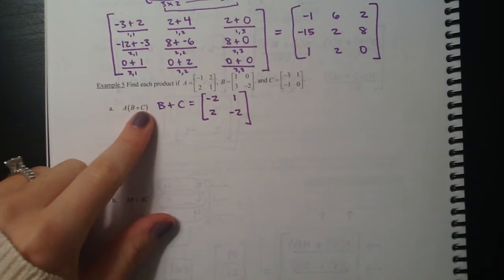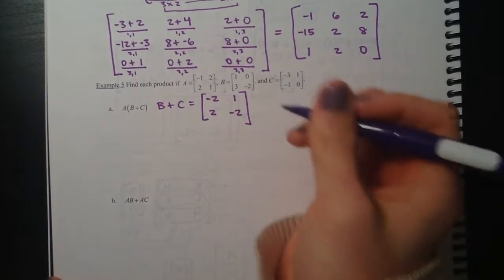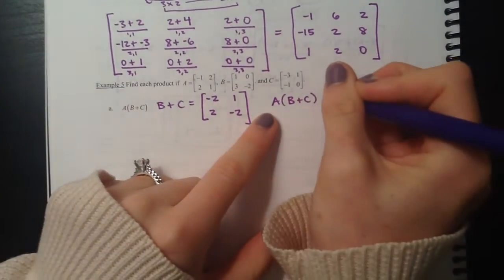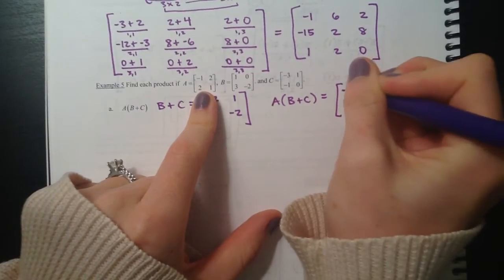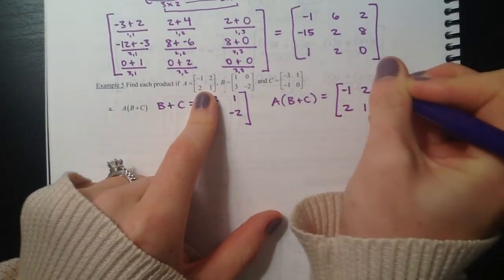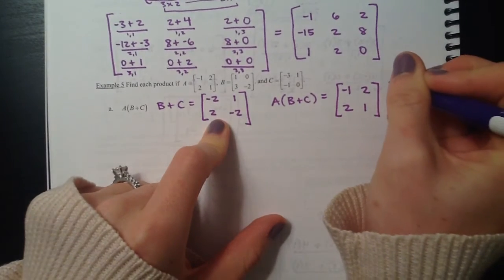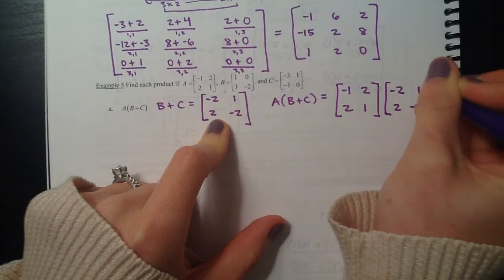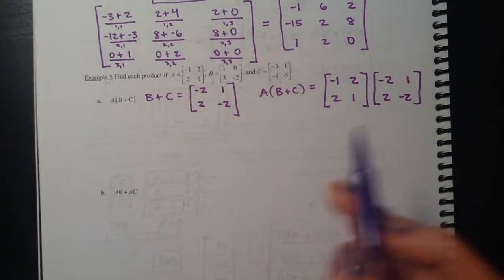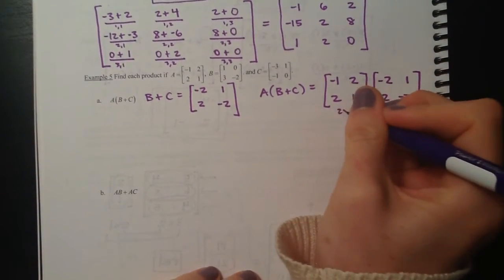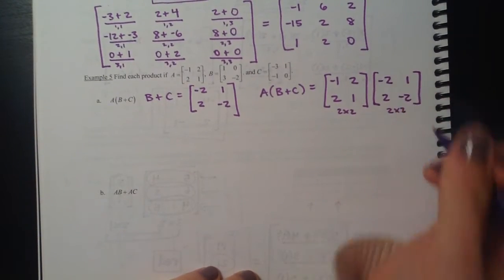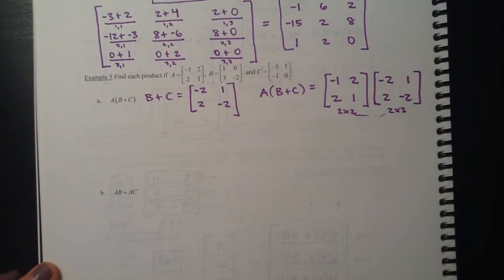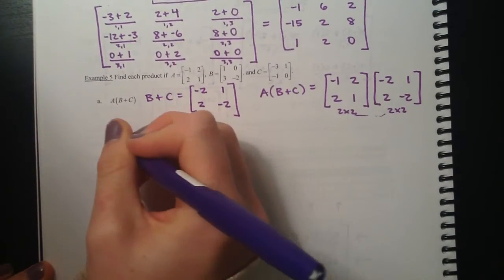Now, to get A times B plus C, we are going to line these up like multiplication. So first A, so negative 1, 2, 2, 1, and then times what we just got, B plus C. Okay, so we're going to multiply these two matrices together. Again, they are both 2 by 2s, which means I'm allowed to multiply them. These middle match, and so the outside will be my new dimension. So I know my new dimension is going to be a 2 by 2.